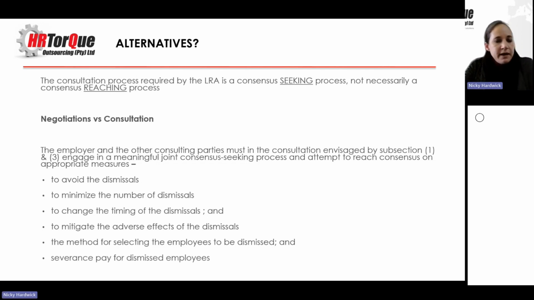That way, if you do end up going to CCMA, you have the ability to say, I didn't force Nikki to sign the agreement. I didn't call her into a meeting and threaten her. I actually gave her time where she could go home and think about it and consult.